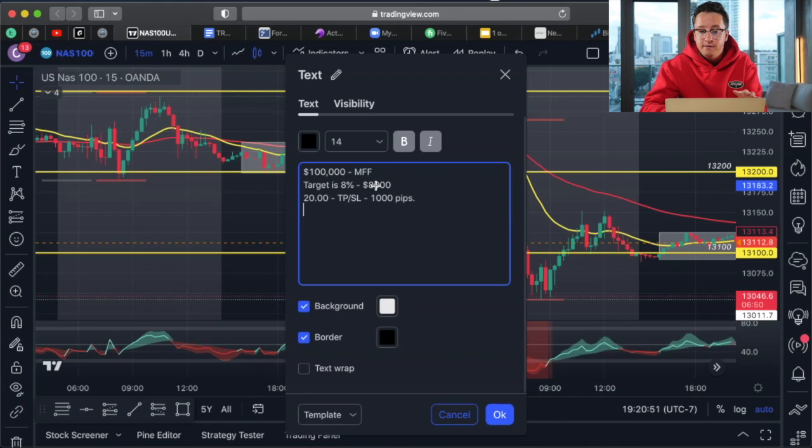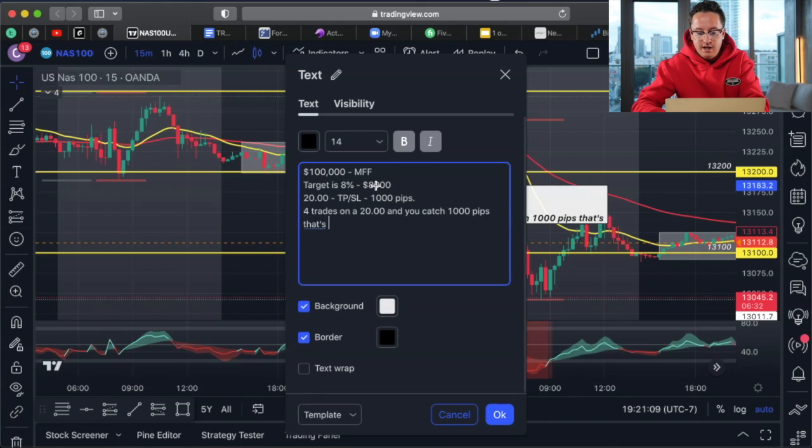So this is where you want to figure out, okay, what are these high quality trades that are going to give you those 1,000 pip TPs? Because if you take 4 trades on a 20 lot and you catch 1,000 pips, that's $8,000 right there.